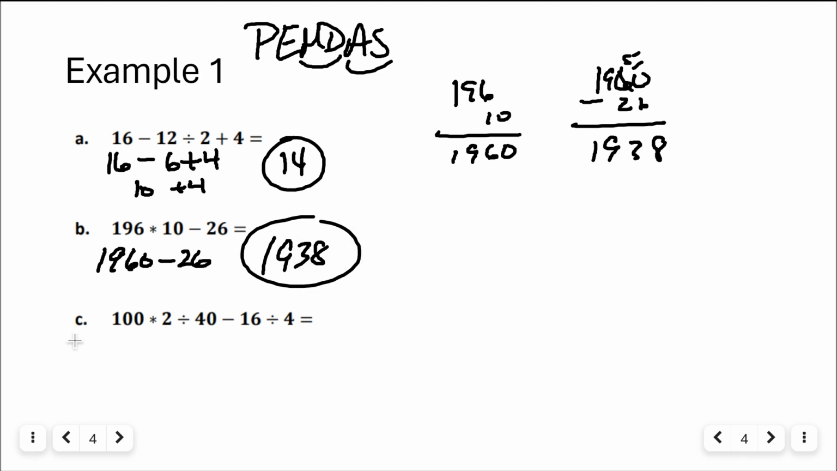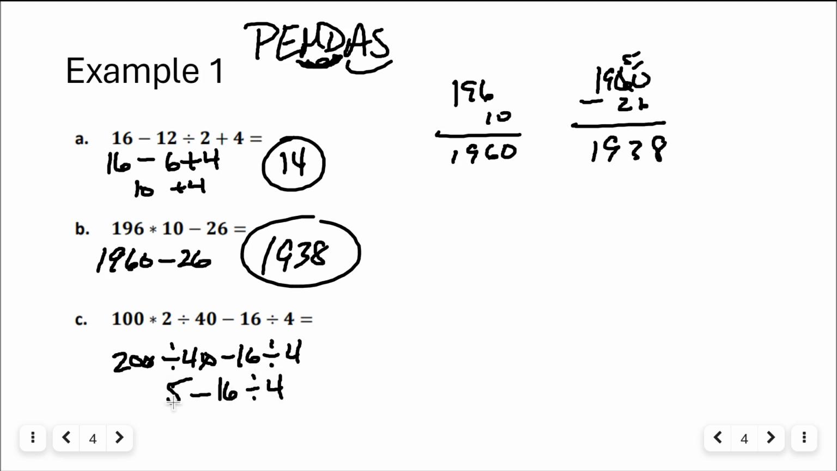Okay. And then letter C. So we have subtraction, 2 division problems, and a multiplication. So we're going to multiply and divide first, and we're going to do them in order from left to right. 100 times 2 is 200. Bring down everything else. Just do one thing at a time. 200 divided by 40. Drop the zeros off. Then do 20 divided by 4, which is 5.